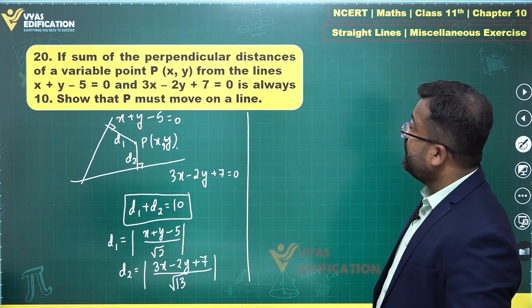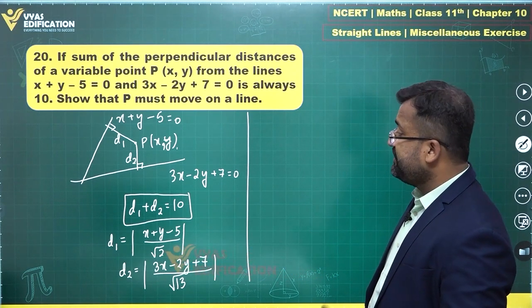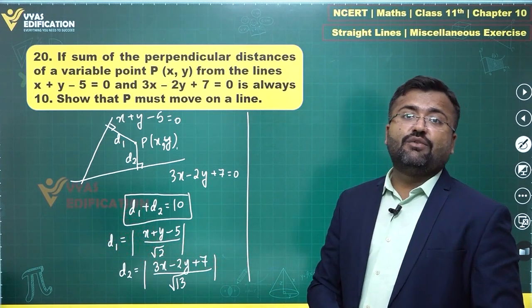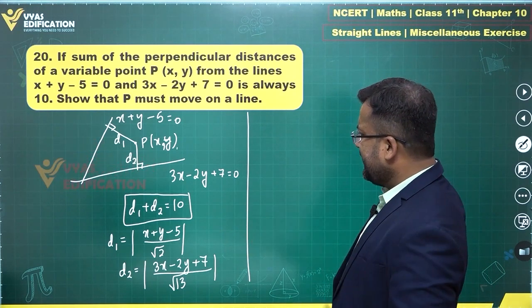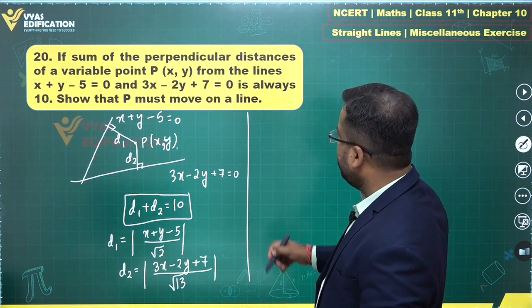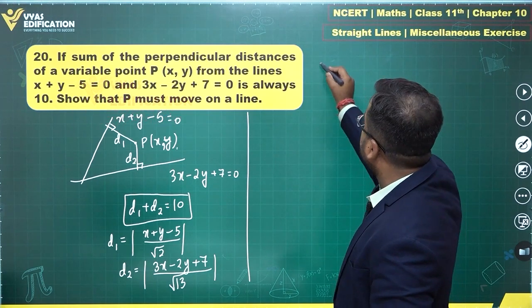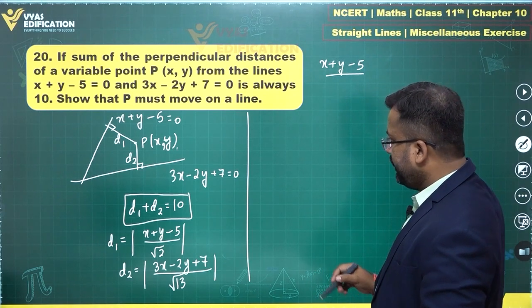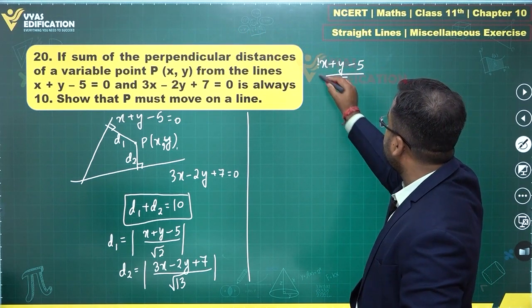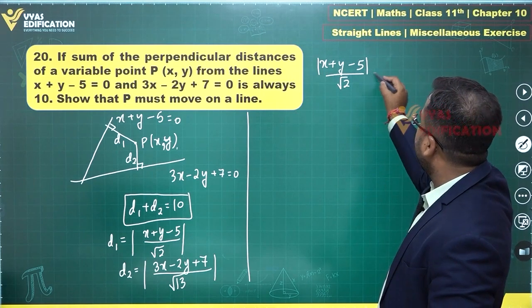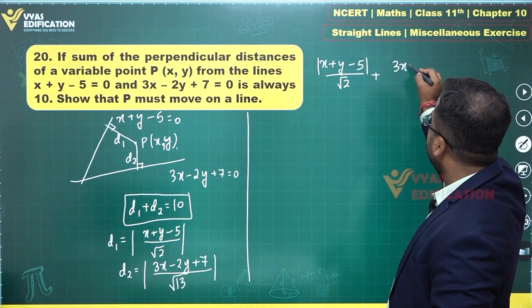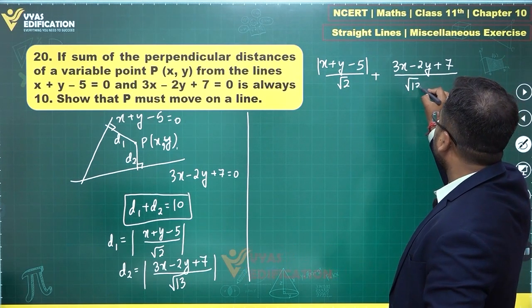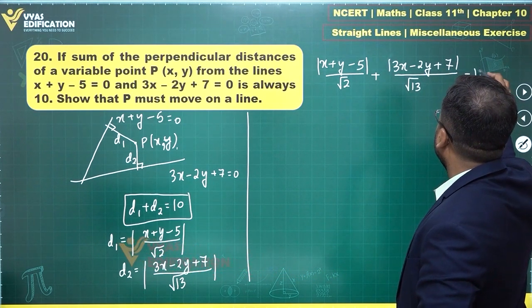The sum of perpendicular distances of the variable point from the lines is always 10. So d1 plus d2 is given to be 10, and we are supposed to find a relation between x and y. Let's write d1 and d2 in this expression and see where it takes us. So what do I get? Modulus of x plus y minus 5 upon root 2, plus modulus of 3x minus 2y plus 7 upon root 13, equal to 10.